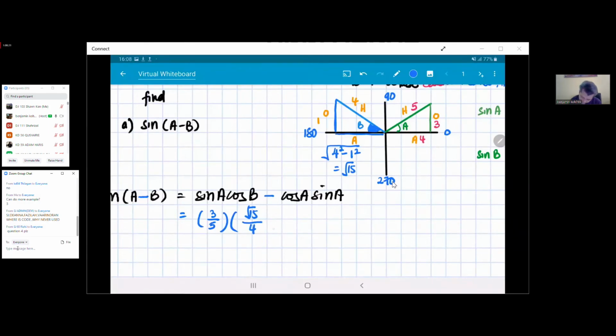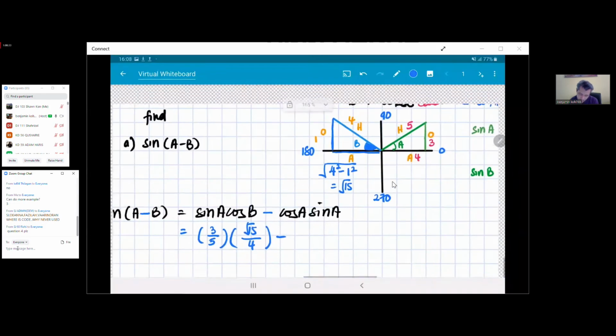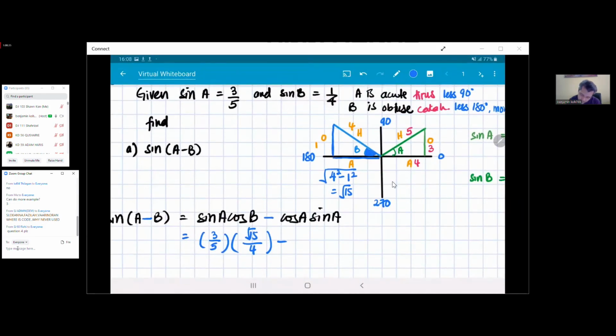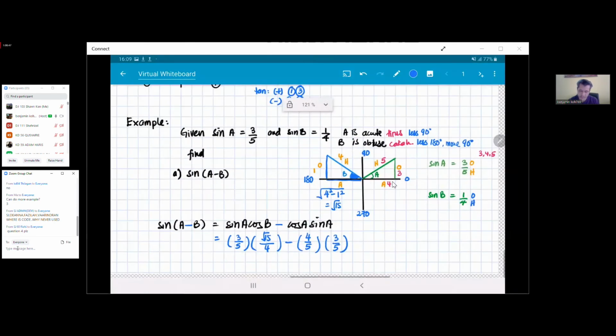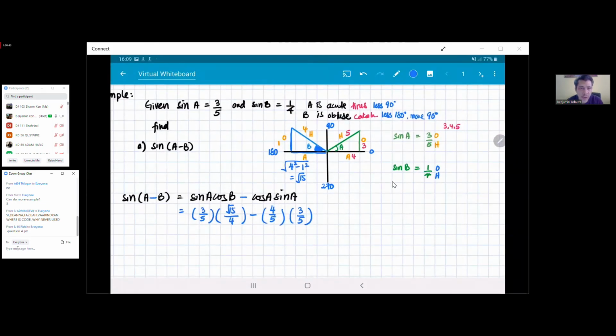Okay, and then minus cos A from your triangle here, this is A, so cos ialah AH, maksudnya 4/5. Sin A is given to you as 3 over 5, and then you multiply. Okay, see whether you can follow or not. If you cannot follow, if you think I'm going too fast, I'll slow down a bit more. So this is what you have to understand. This is what you have to do. Okay, boleh faham tak?